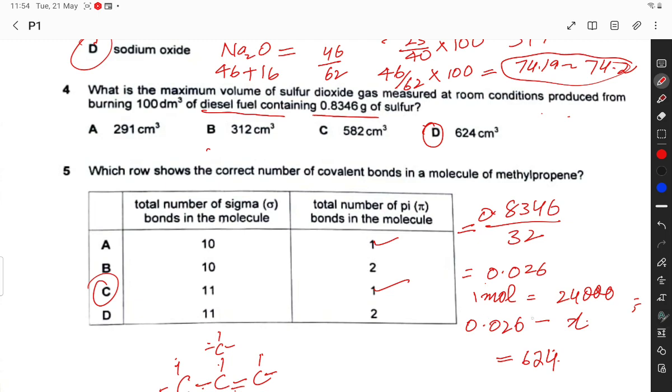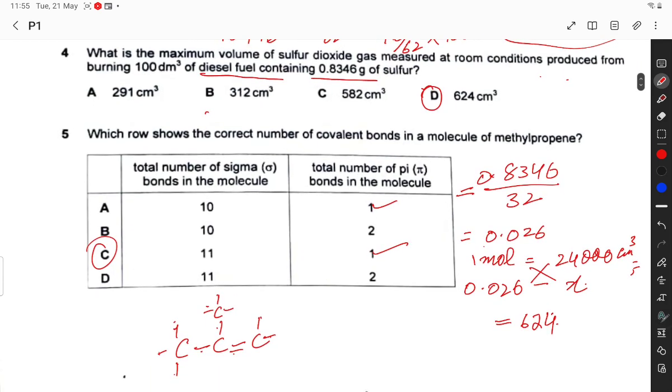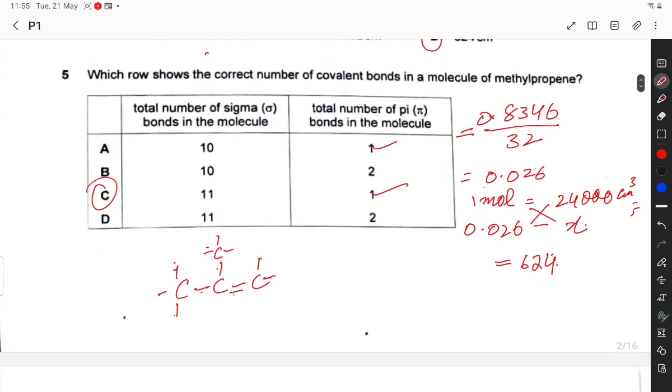So we know that 1 mole is equal to 24,000 centimeter cube volume. One mole of any gas occupies 24,000 centimeter cube. So what would be the volume of gas if 0.026 moles are there? By using cross multiply we get 624. So 624 centimeter cube is the answer.